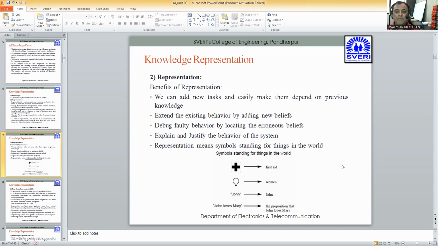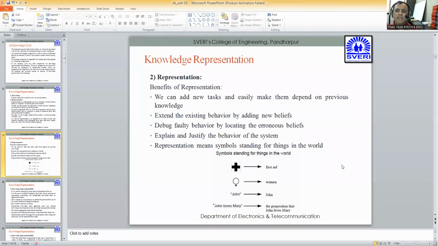Debug faulty behavior by locating the erroneous belief. So you can also easily find faulty behavior: find out the erroneous beliefs and you will get the faulty behavior. Explain and justify the behavior of a system. Yes, through this representation you can find out or justify any system's behavior, why this system works this way and for what purpose.